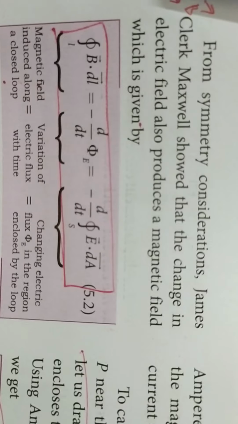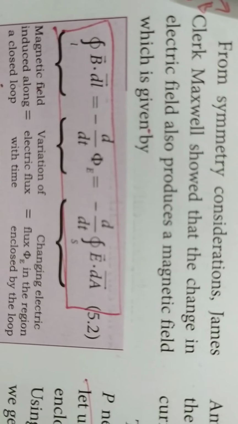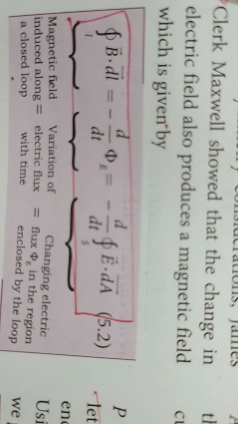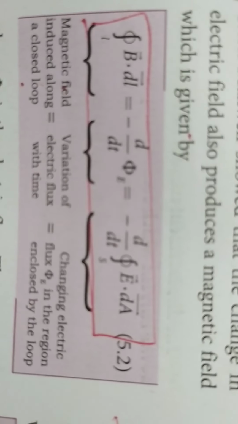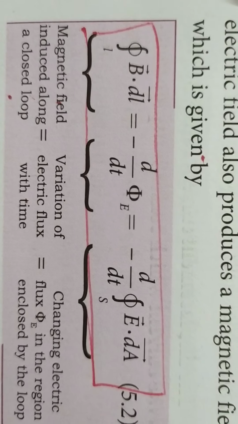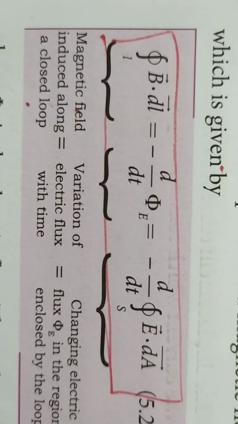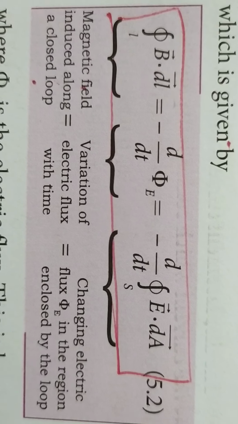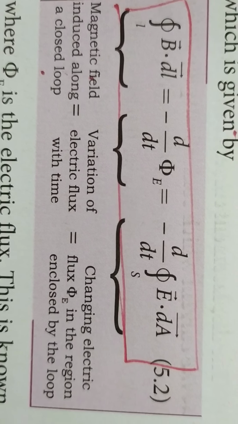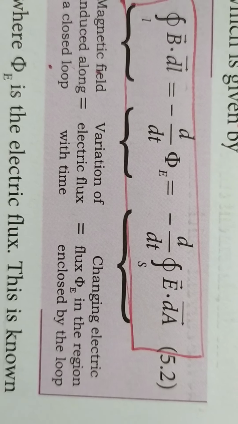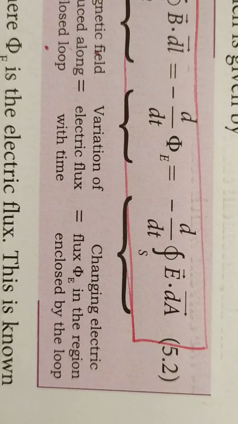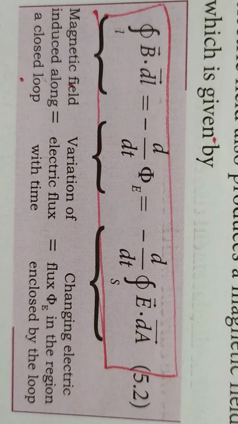For symmetry considerations, in equation 1 you can substitute a magnetic field in place of the electric field, and an electric field in place of the magnetic field, and you will get this equation: integration over L B vector dot dl vector is equal to minus d by dt of phi, which is equal to minus d by dt of integration over a surface area E vector dot dA vector.